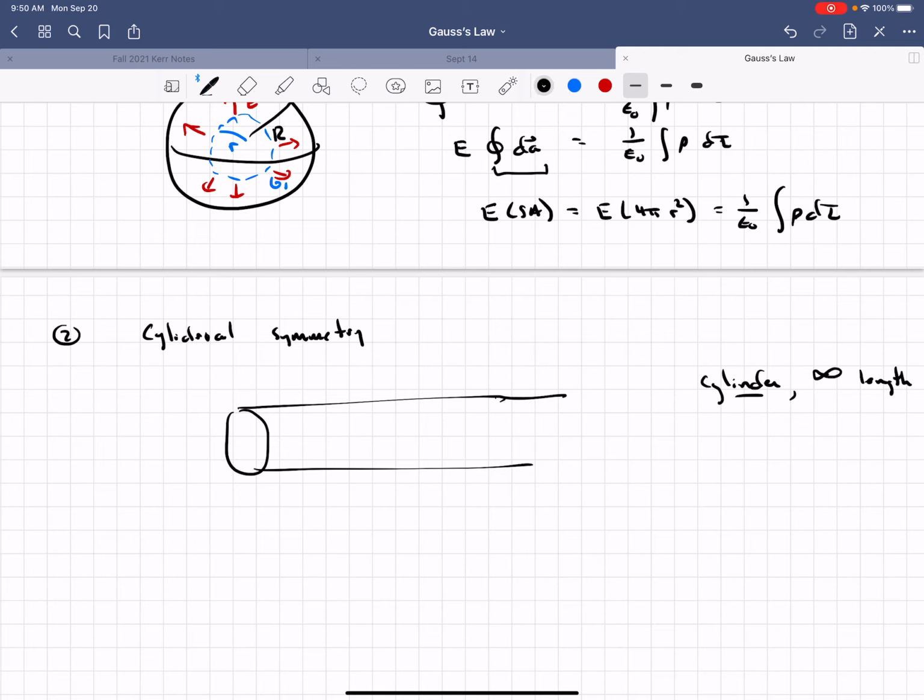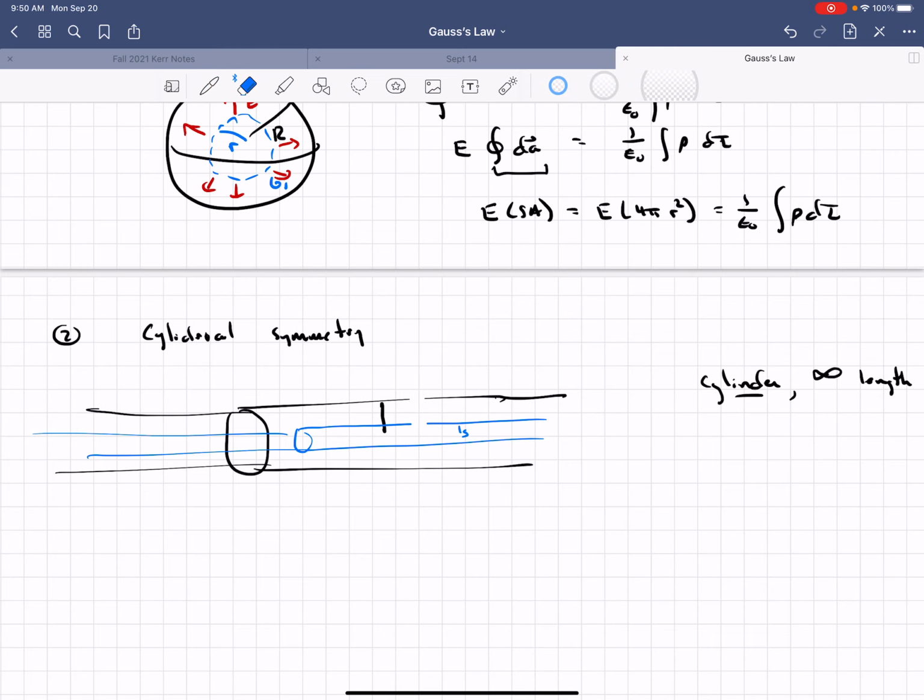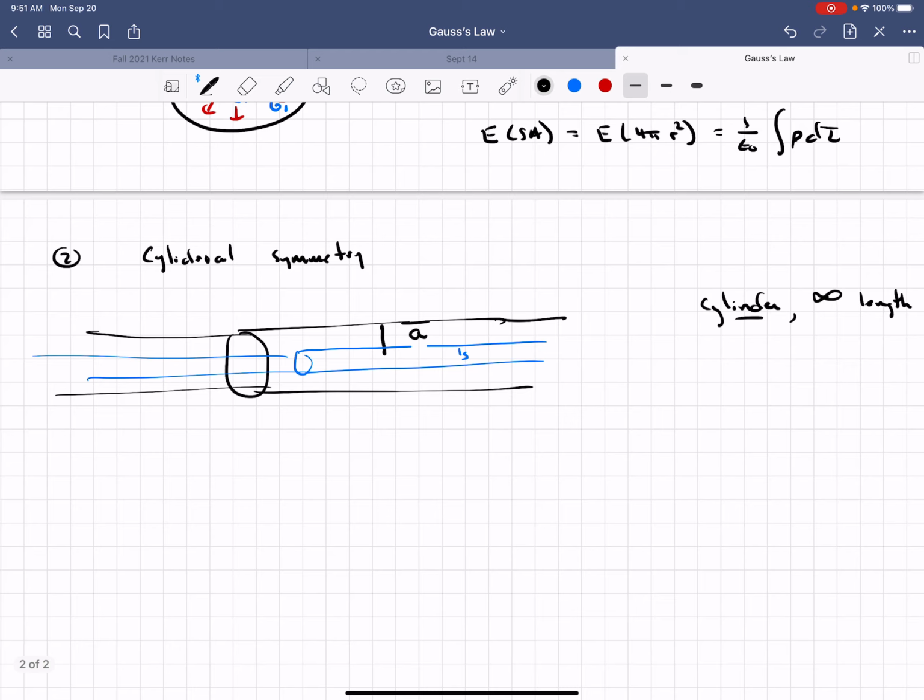So again, possibly my charge is inside of this tube here, and I might be thinking about some Gaussian cylinder of radius, say, little s. Let's call the radius of the tube A, so A is now the radius of my tube where the cylinder is. And so again, the electric field is going to be, by symmetry, perpendicular to the surface of the cylinder.